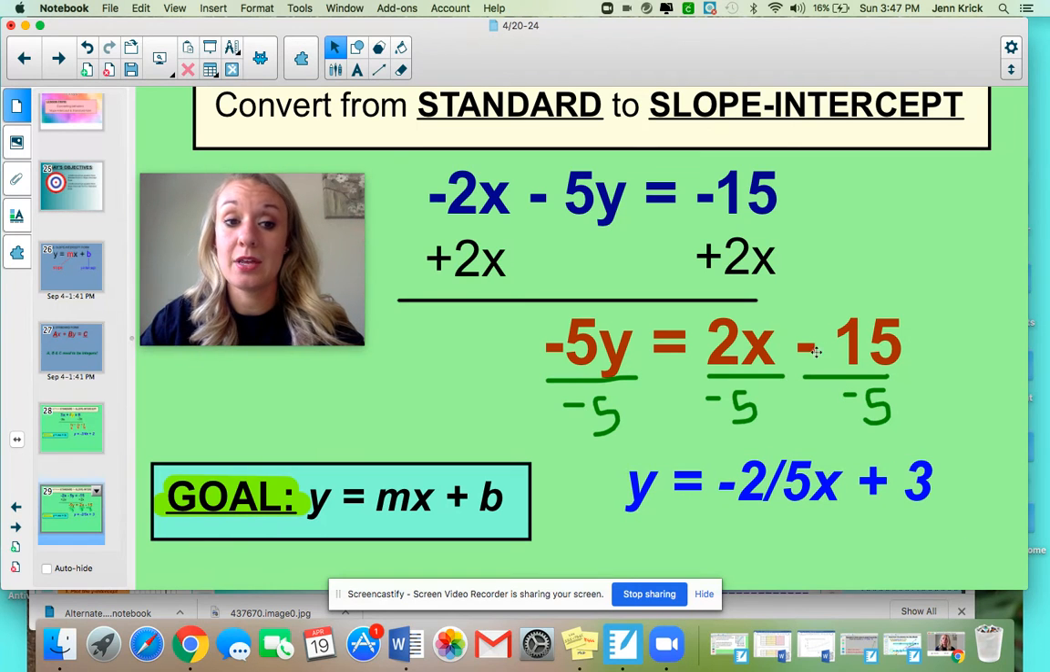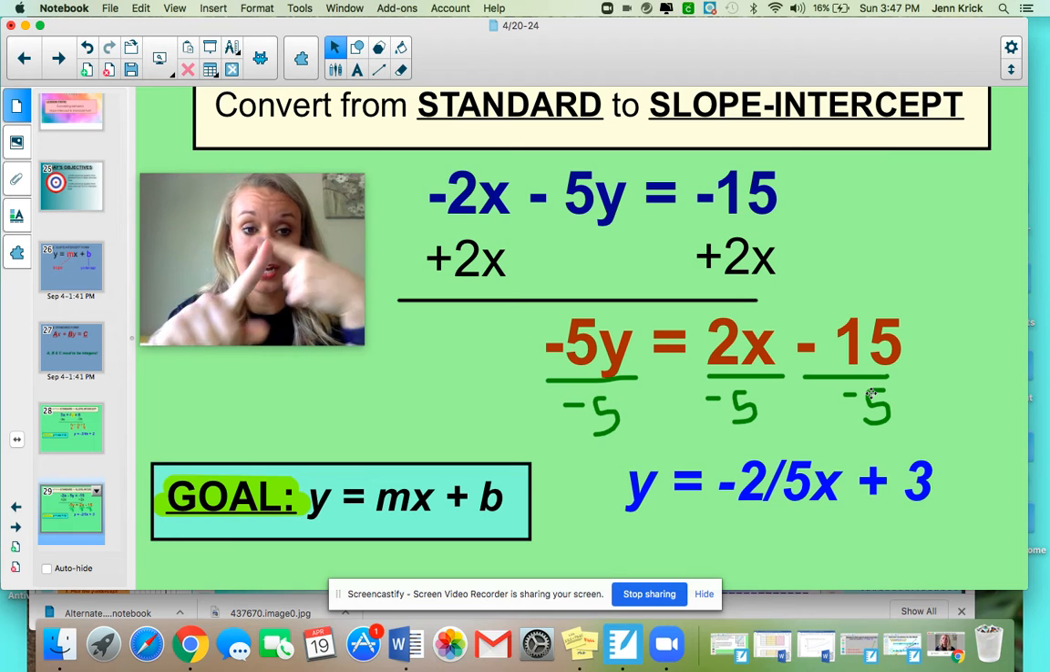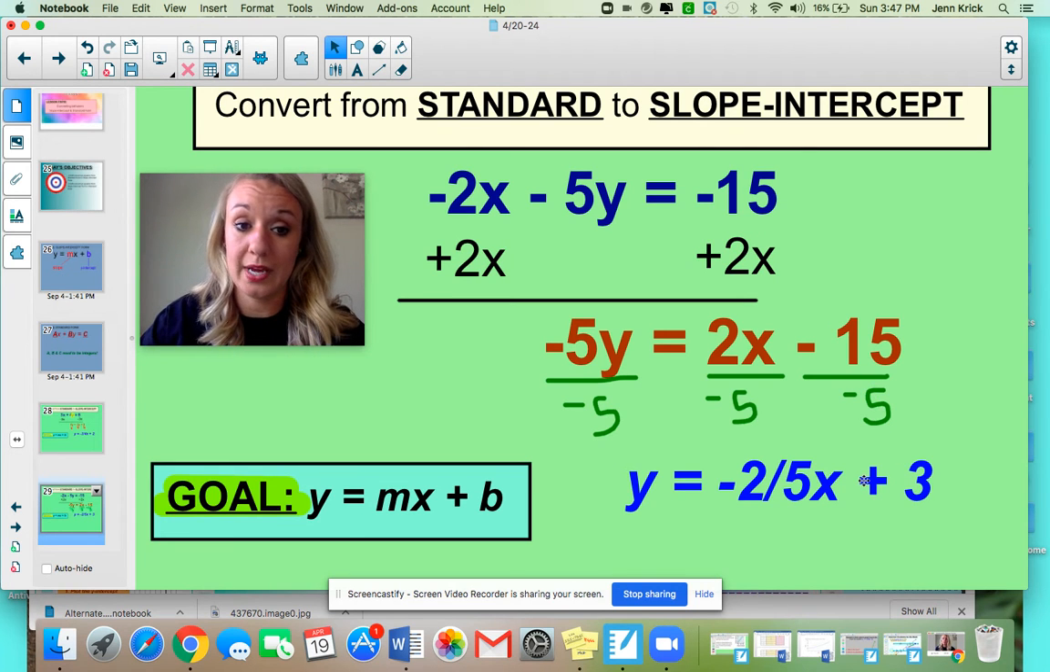And then look, you've got negative 15 divided by negative 5. When you divide a negative by a negative, it becomes a positive. So that's why it's plus 3 here. And then you'd be done.